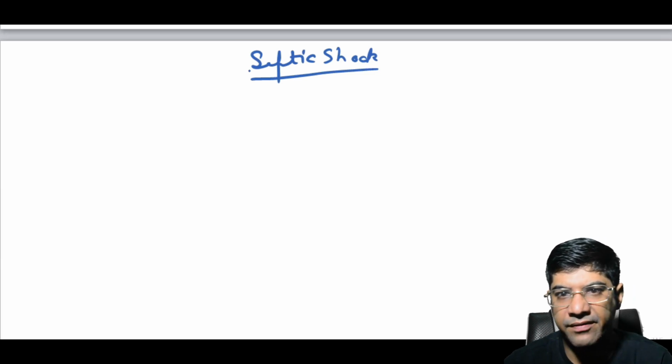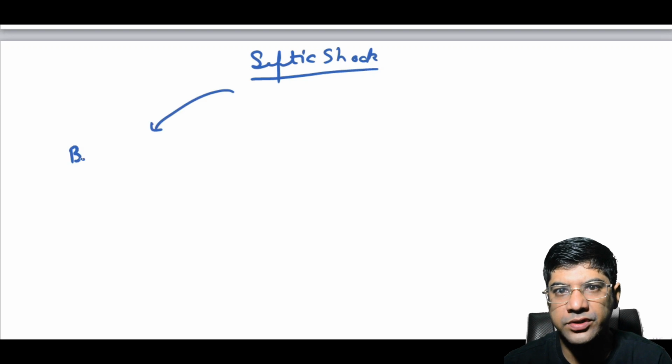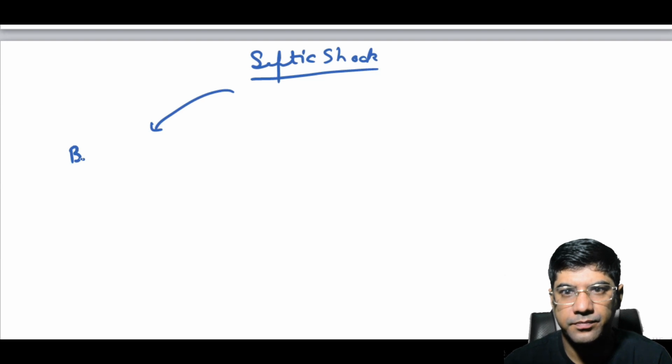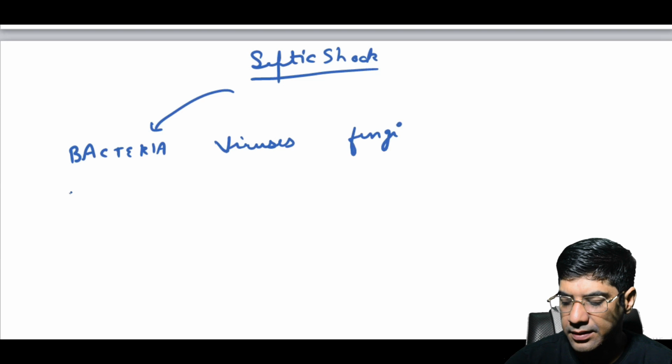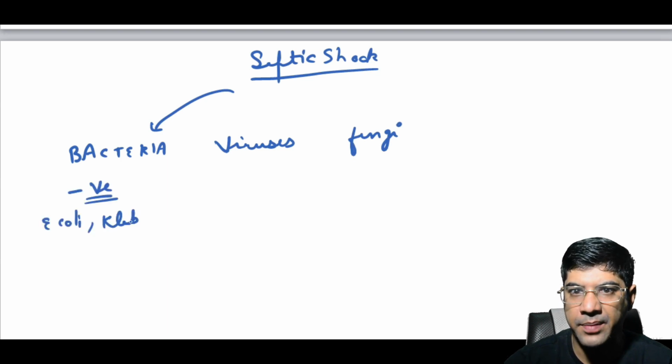So it is caused by severe infection leading to toxin-induced vasodilation and poor circulation. So what are the causes? It is caused by severe infection due to bacteria, viruses, or fungi, or it may be parasitic.